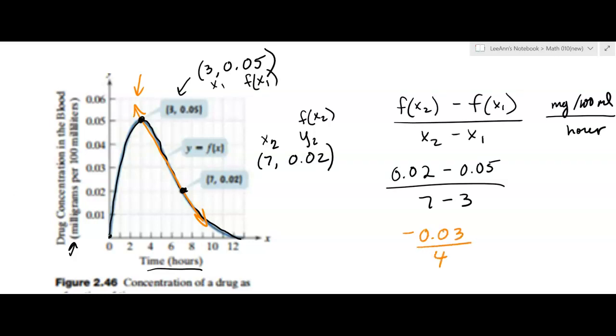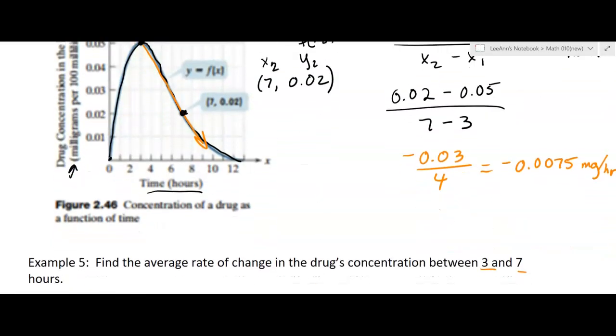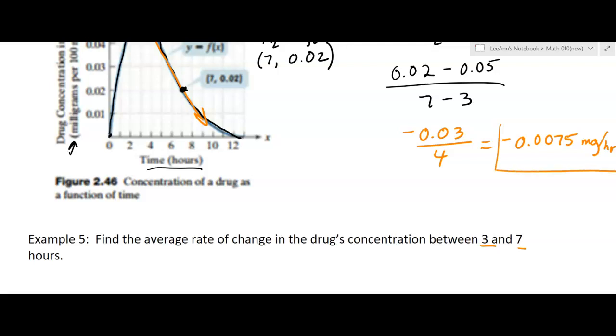So we can put this in our calculator, but it's going to be like negative 0.03 divided by 4. So let's see what that is. 0.03 divided by 4 is negative 0.0075. And that's what it's decreasing. That's how many milligrams it's decreasing per hour, and that's milligrams in 100 milliliters. So that would be then the average rate of change. It's decreasing by 0.0075 milligrams per hour.